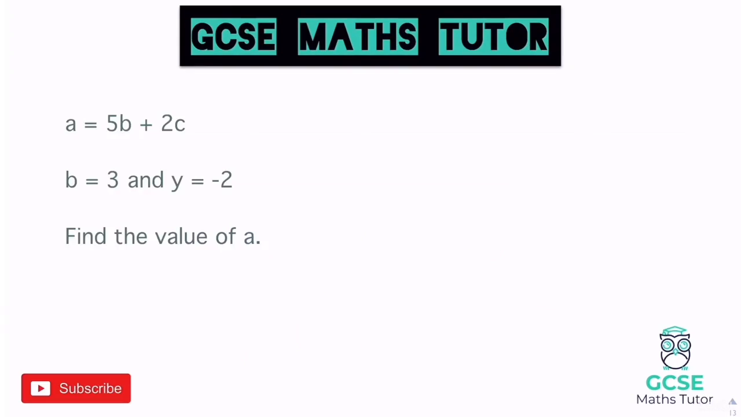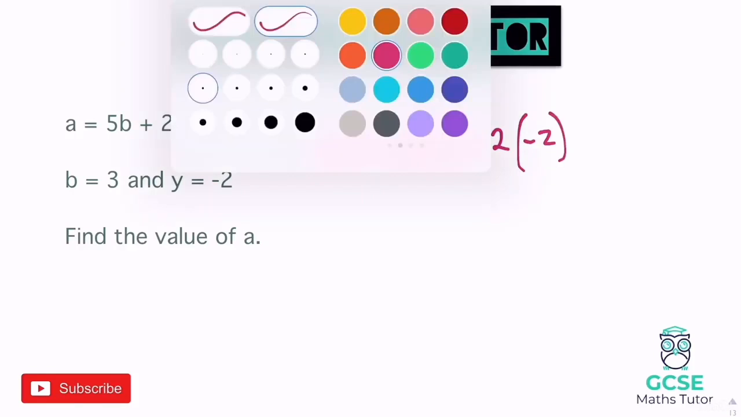So a equals 5b plus 2c, b equals 3 and c equals negative 2, find the value of a. So we're just having to substitute these numbers in. So we're going to find out what a is. a is going to equal 5 lots of b, and when I sub a number in I always put it into a bracket, so we have 5 lots of b, which is 5 lots of 3, and then 2 lots of c, so plus 2 lots of negative 2. We put these in a bracket like that.